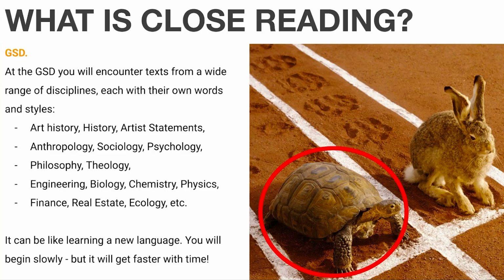At the GSD, you will encounter text from a wide range of disciplines, each with their own words and styles. They may come from art history, or artist statements, for example. You could be dealing with anthropological, sociological, or psychological texts. Frequently, we deal with philosophy or theology. And then there are engineering, biology, chemistry, physics, the hard sciences. Quite often, we may be engaged in reading things relating to finance, real estate, or ecology. It can be like learning a new language, and it does take time. You will begin slowly, but you will get faster.